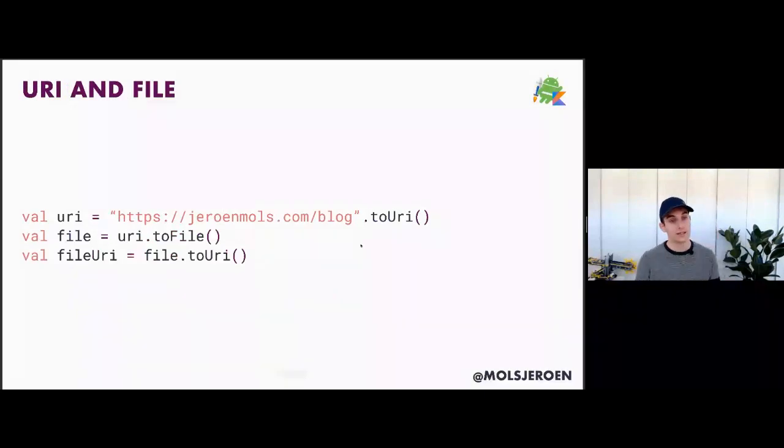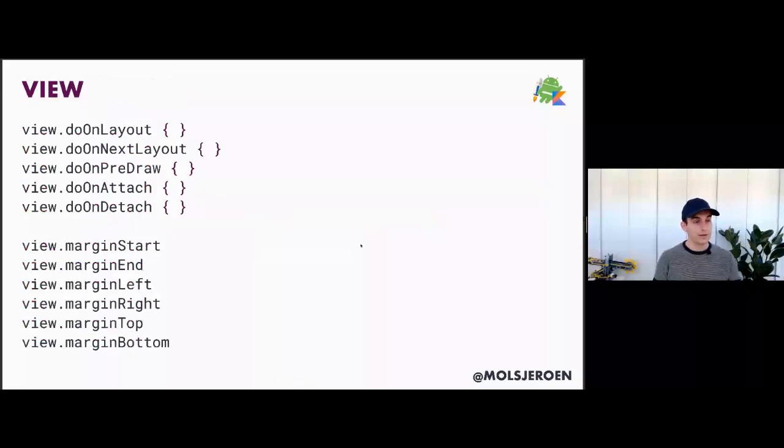URI and file. You can convert a string very easily to a URI, a URI very easily to a file, and a file very easily to a URI. These are just very handy functions, but you need to know about them to know whether they exist or not. Then for view, we already discussed doOnLayout, but there are actually other methods like doOnNextLayout, doOnPreDraw, doOnAttach, and so on. And there are also extension properties that allow you to access the margins of a view very easily.